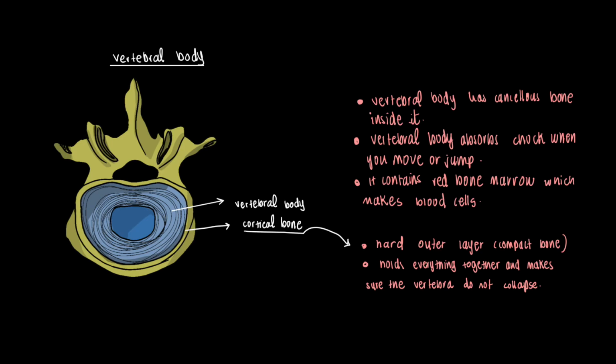Surrounding the vertebral body is a layer of cortical bone, or compact bone. This outer shell provides strength and rigidity, helping to hold the vertebra together and prevent collapse under pressure.